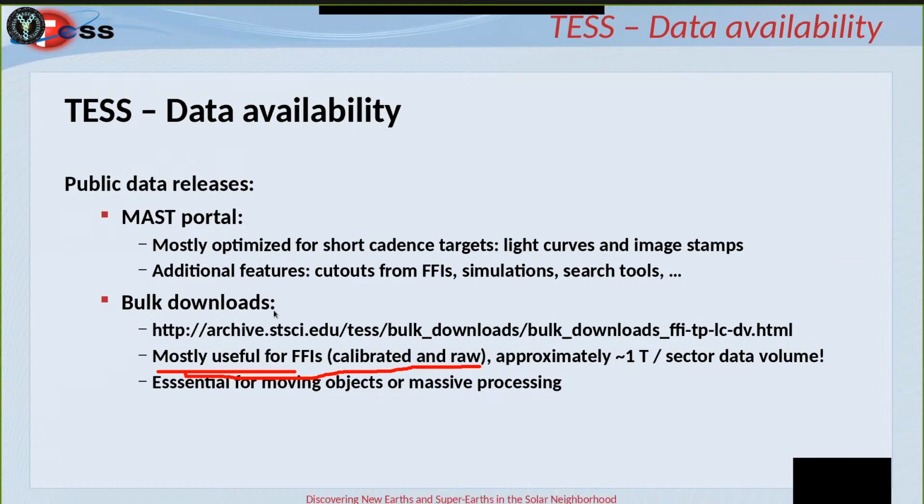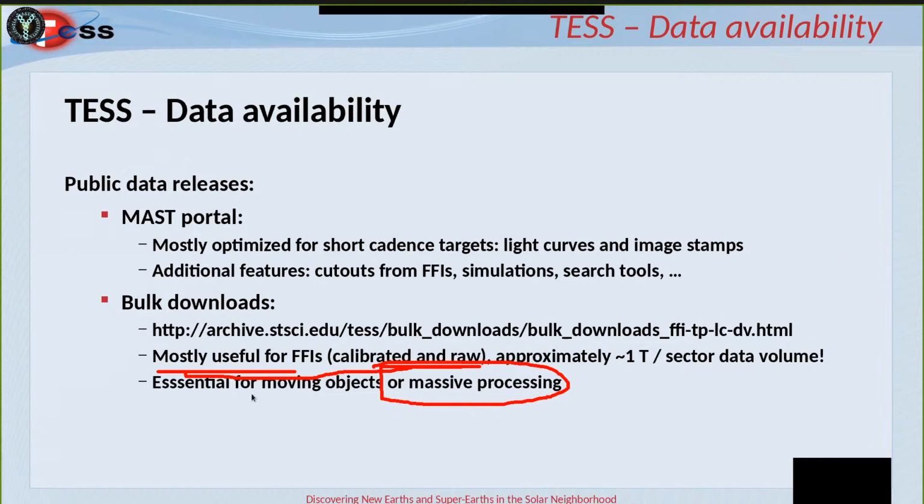And bulk downloads are important for massive data processing. So if you are not interested in 1 star, 2 stars, or a dozen stars, but if you want to do photometry on tens of thousands of stars, then the fastest way is to download everything and do the processing for yourself, because otherwise it will be slow. And of course, it's essential for moving objects.